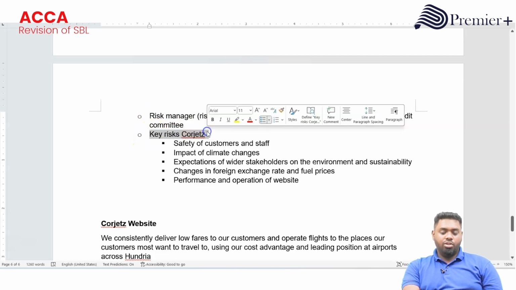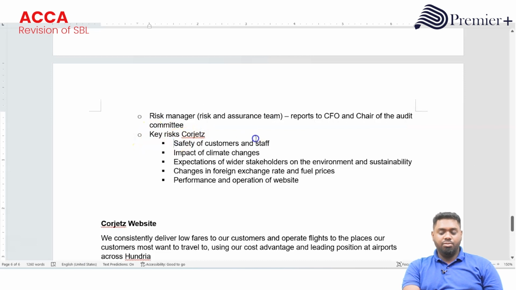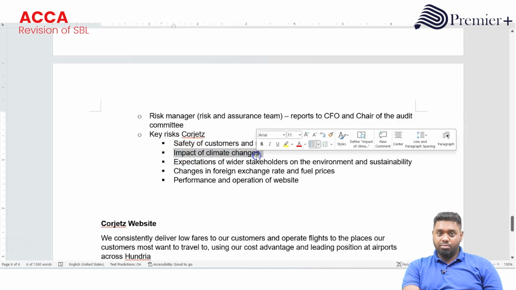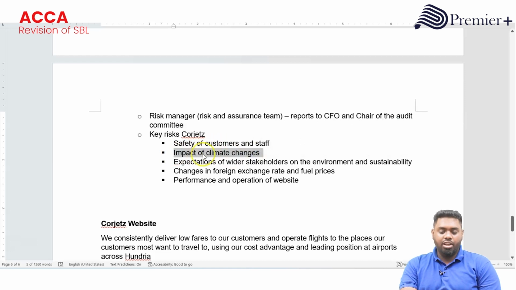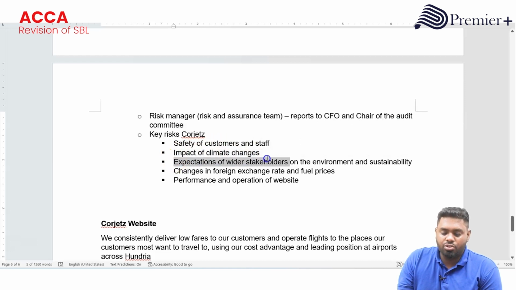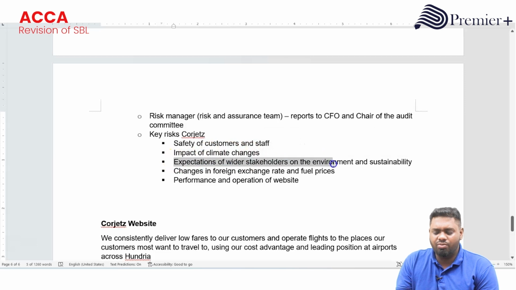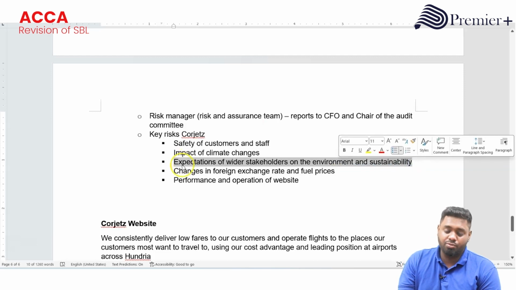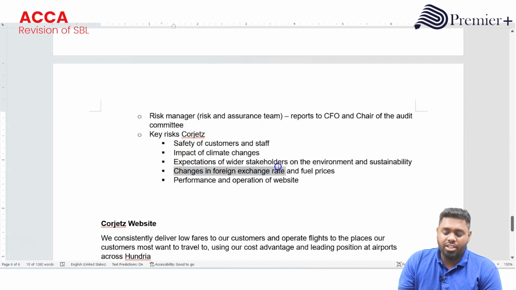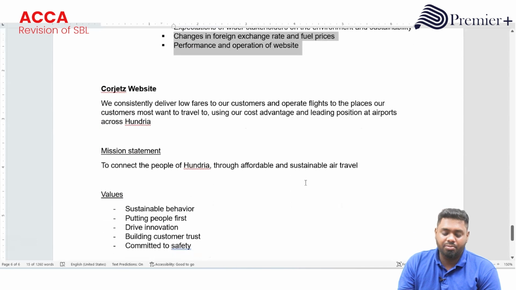Key risks Co-Jets face: safety of customers and staff during flights, especially the impact of climate change that will affect the flight schedule, and expectations of wider stakeholders on the environment and sustainability. If the expectations are unrealistic, that will basically harm the reputation of Co-Jets. Changes in foreign exchange rates and changes in fuel prices will have an impact, as will the performance and operation of the website.